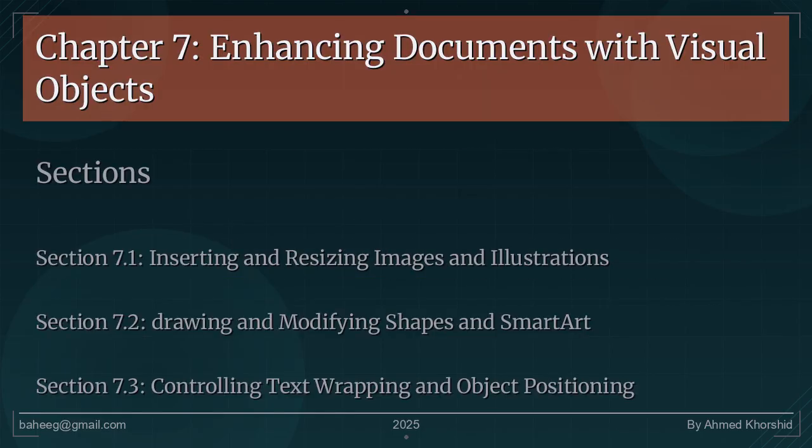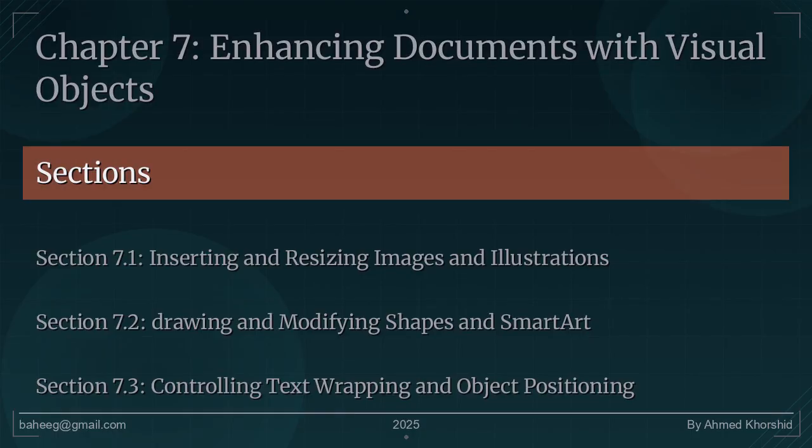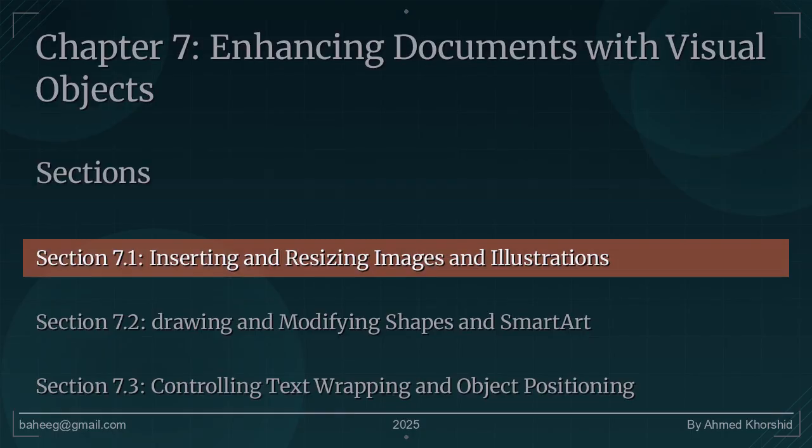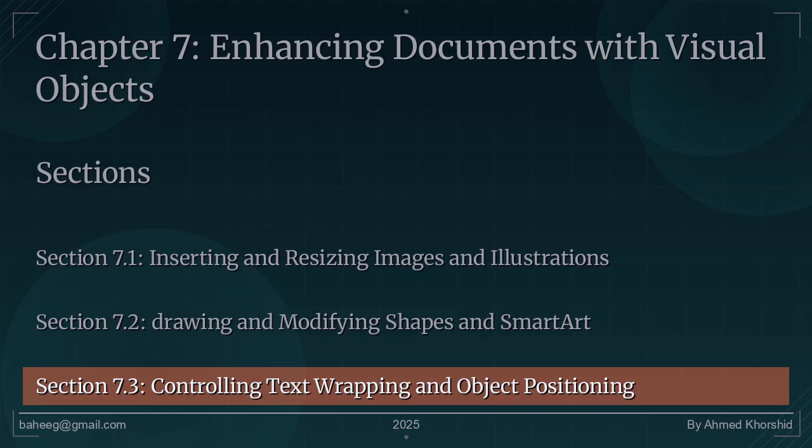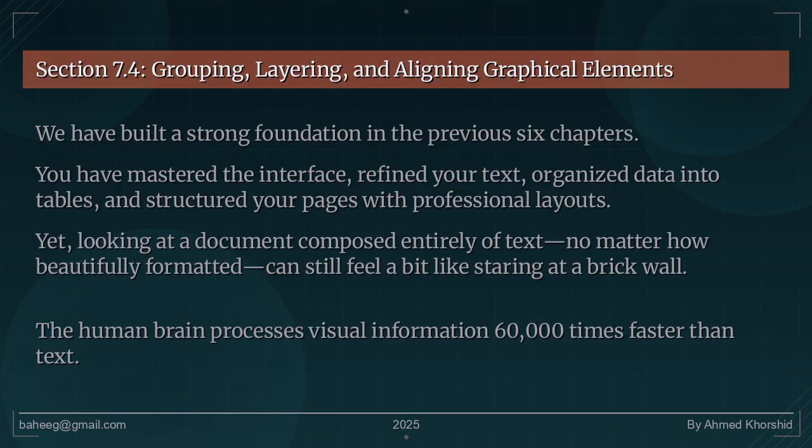Chapter 7. Enhancing Documents with Visual Objects. Sections. Section 7.1. Inserting and resizing images and illustrations. Section 7.2. Drawing and modifying shapes and smart art. Section 7.3. Controlling text wrapping and object positioning. Section 7.4. Grouping, layering, and aligning graphical elements.